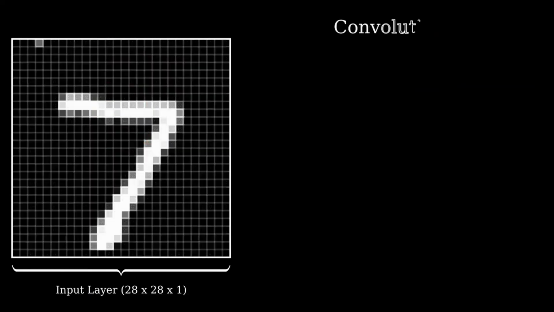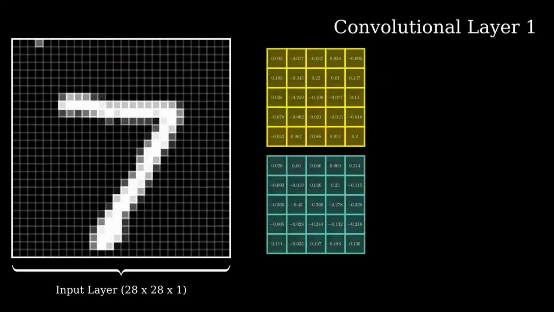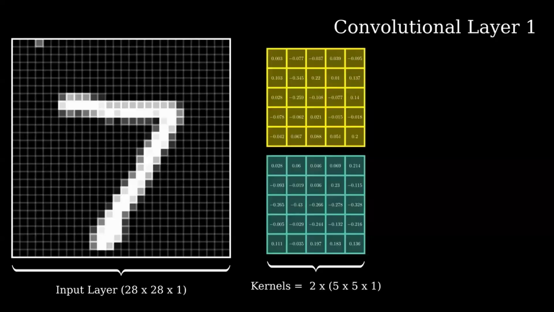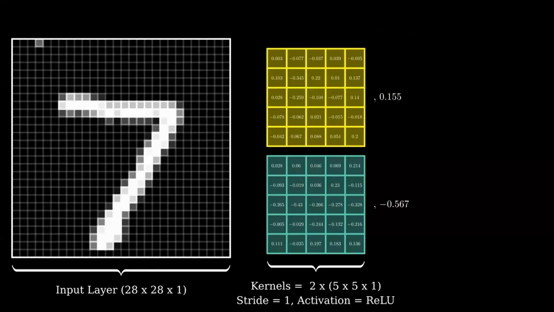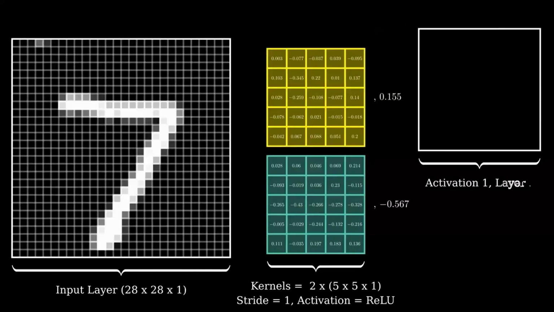The image is fed into the first convolutional layer, which consists of 2 filters of 5 by 5 by 1 dimensions. These filters are often referred to as kernels. Each filter also has its own bias term. We will use a stride of 1 and an activation function called ReLU. The activations from the first filter will be mapped onto an activation layer.